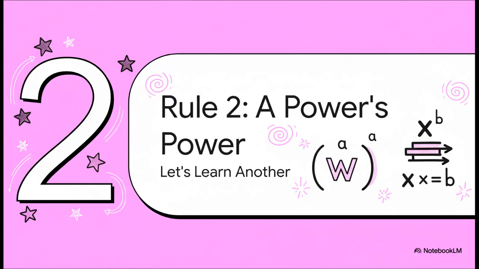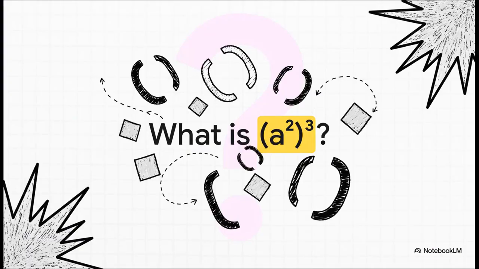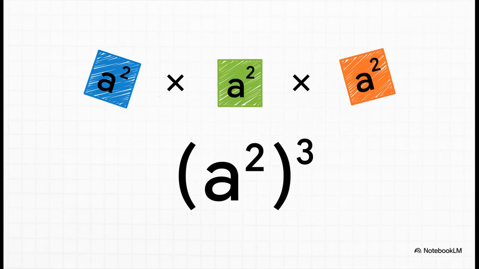You are doing so great. Seriously, give yourself a pat on the back. Let's keep that momentum going and learn our next rule. You'll see it builds right on top of what we just did. This one is sometimes called a powers power. Now, this one looks a little bit different, doesn't it? We've got these parentheses here. The question is asking, what is A squared to the power of 3? Let's just think about what that means. That little exponent 3 on the outside is just telling us to take the thing inside the parentheses, which is A squared, and multiply it by itself 3 times.